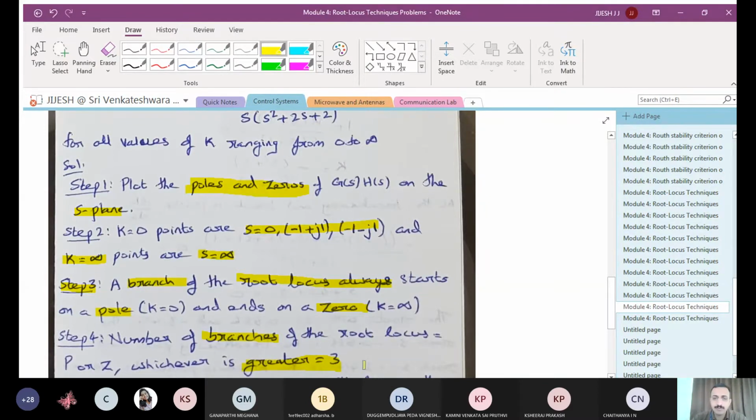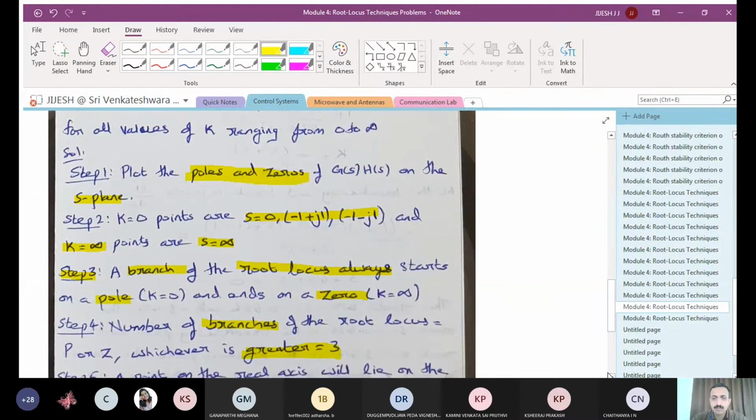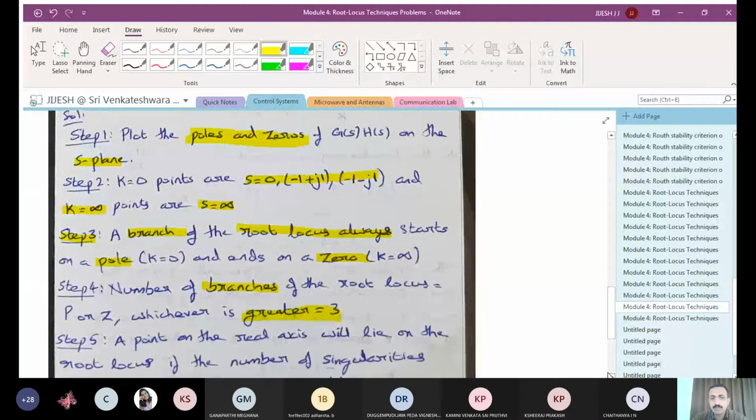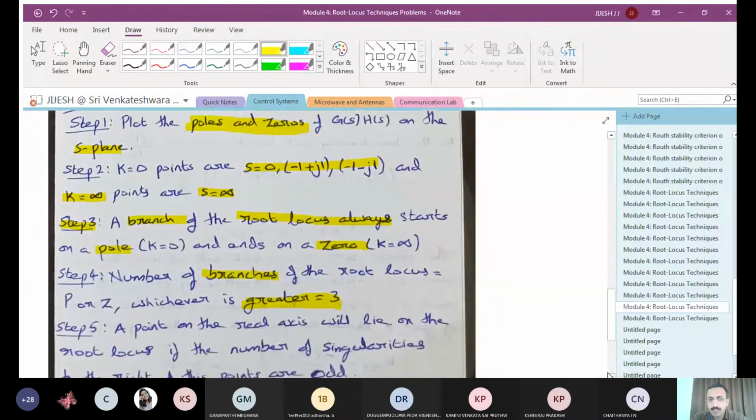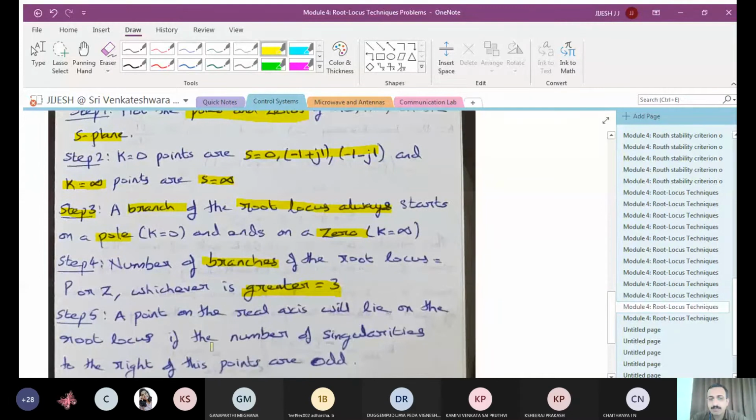So that will be step 4. Step 5: a point on the real axis will lie on the root locus if the number of singularities to the right of these points are odd. These are the same things which I have repeated before as well. So you need to say that the number of singularities to the right of the point are odd.